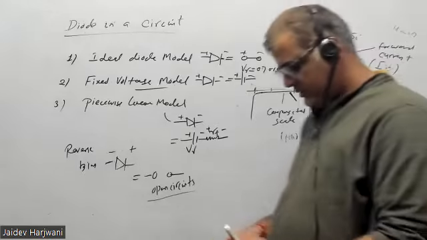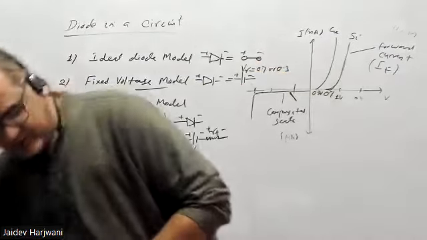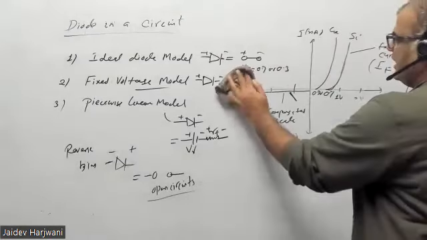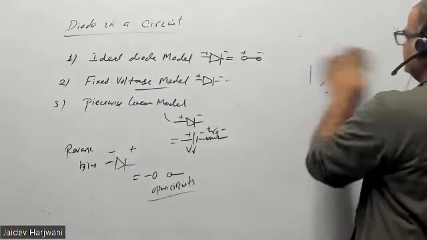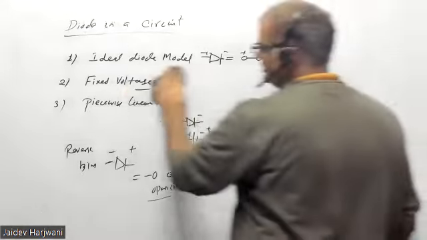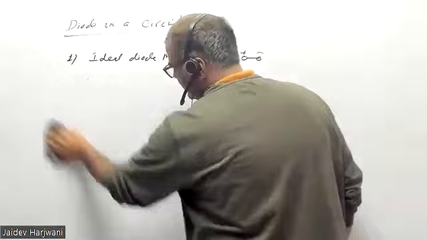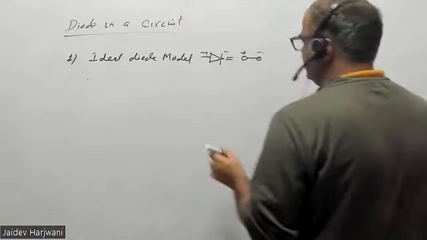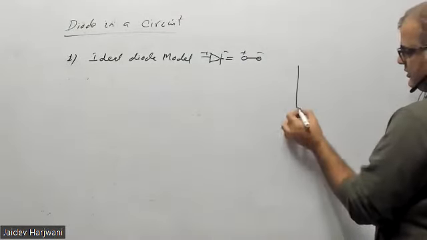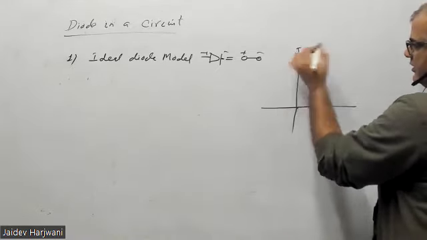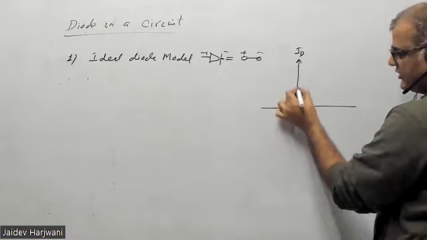Okay, so let me first start with the ideal diode model. So the ideal diode model says there is no voltage drop across the diode. So the ideal diode model says a current ID will flow through the diode.